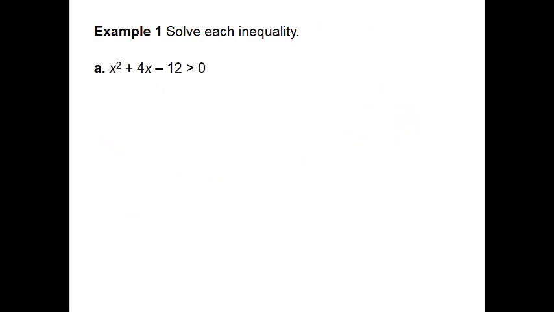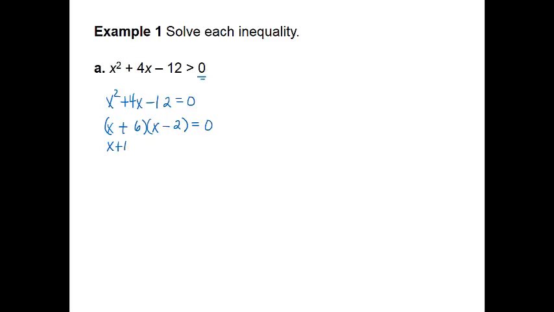An example is x squared plus 4x minus 12 is greater than 0. We already have one side equal to 0. So then we set x squared plus 4x minus 12 equal to 0. We can factor this by finding the factors of 12 whose difference is 4, and those are 6 and 2. We need different signs with the larger one being positive.